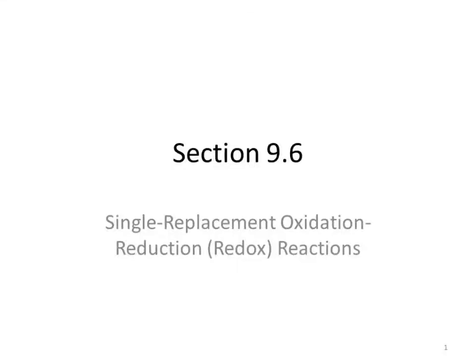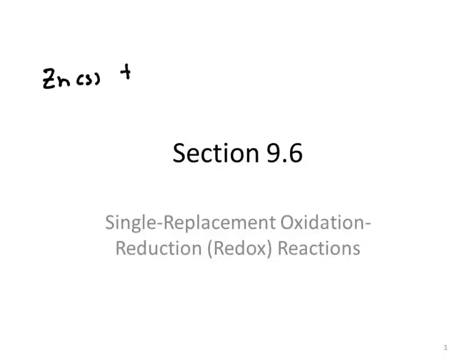All right, now let's take a look at our single replacement oxidation reduction reactions. So again, redox is a movement of electrons. In our previous examples, when we were just looking at our net ionic equations, we ended up with this final equation that looked like this.